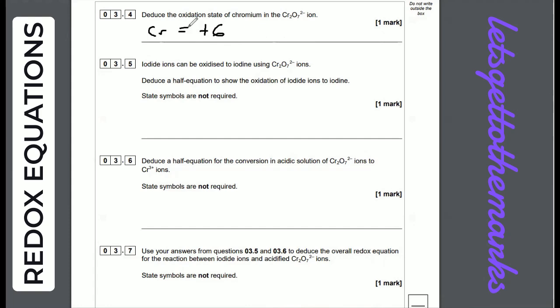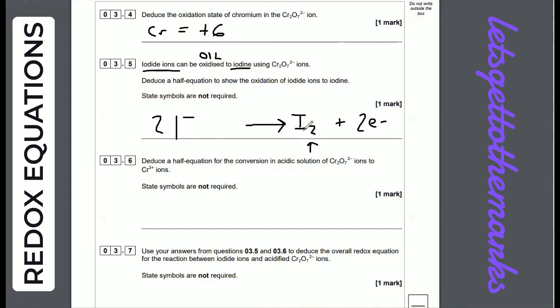Now let's look at 3.5. Iodide ions can be oxidized to iodine using Cr2O72- ions. Deduce the half equation to show the oxidation of iodide ions to iodine. So we know from the equation that we've got iodide ions on the left and iodine on the right. We know that iodine is diatomic. There's 2 of them, so I need to put a big 2 in front of my I-. We know that oxidation is loss of electrons, OIL RIG. So on the right-hand side, I'm showing that loss of electrons, and we know that's going to be 2 electrons.